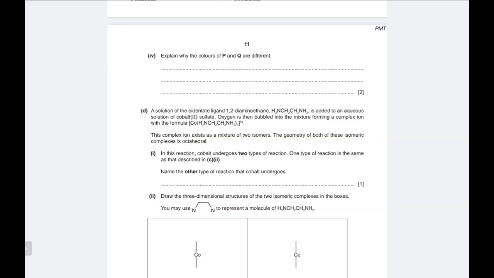Cobalt(II) becomes cobalt(III) here. One is that the ligand changes, so substitution. The other one is oxidation of cobalt. Cobalt oxidizes from +2 to +3. So that is the other type of reaction.